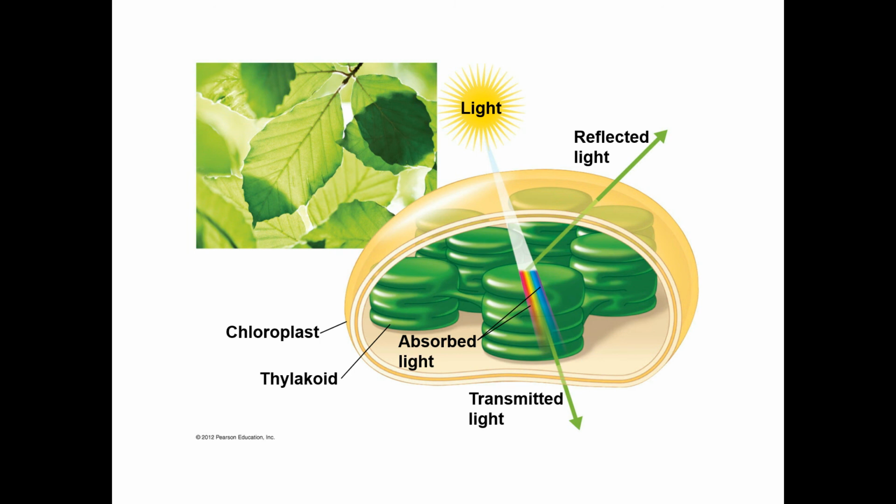So the reason we see and perceive most leaves as being green is because they reflect green light. They don't absorb it. Again, this is tied into the fact that the chlorophyll molecule itself does not absorb green light readily.